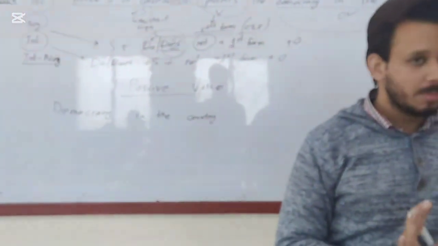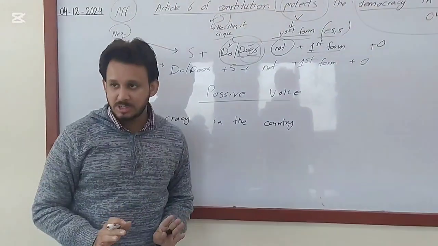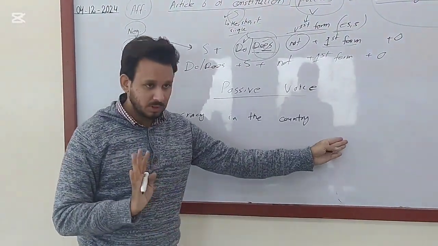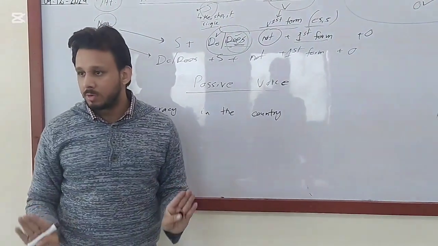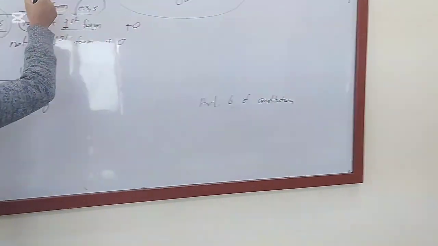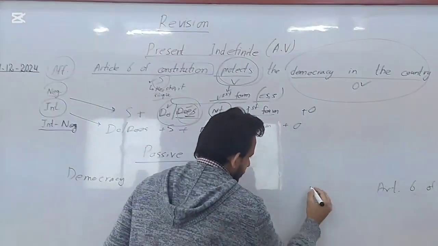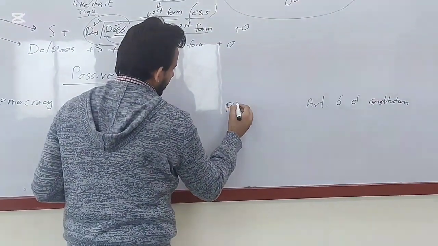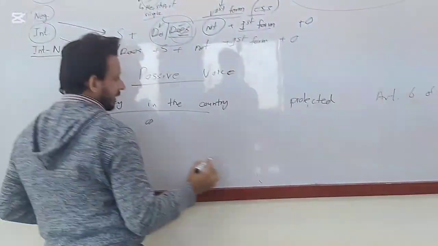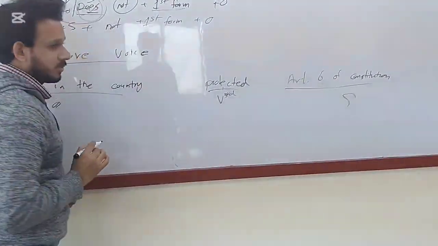Clear? Okay. So in all kinds of passive voice tenses, there is always the third form of the verb that we write over there. There is no other form of the verb in passive voice. So the verb is protect, and its third form will be protected. We have the object over here, we have the subject, and we have put the third form of the verb in the passive voice.